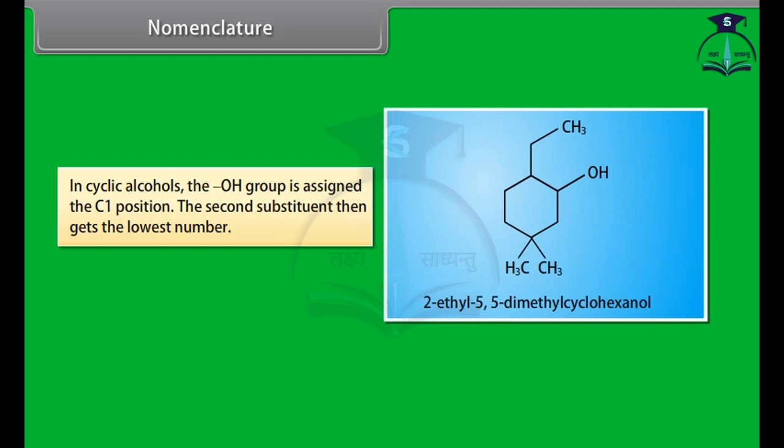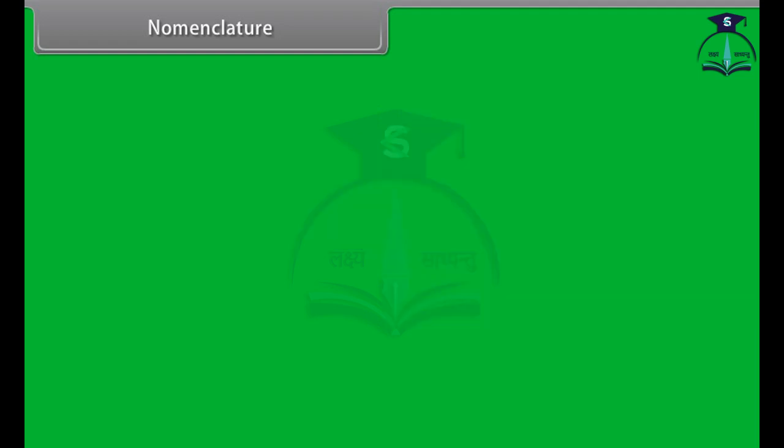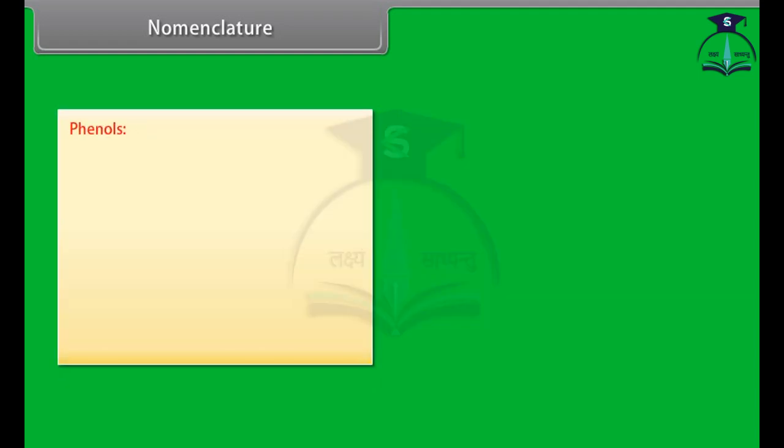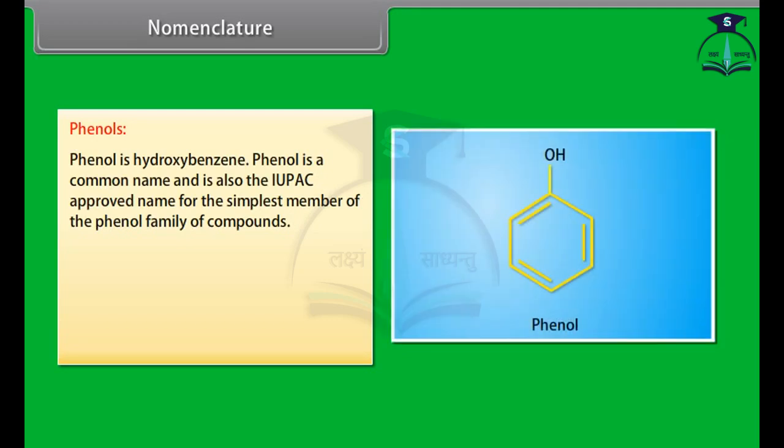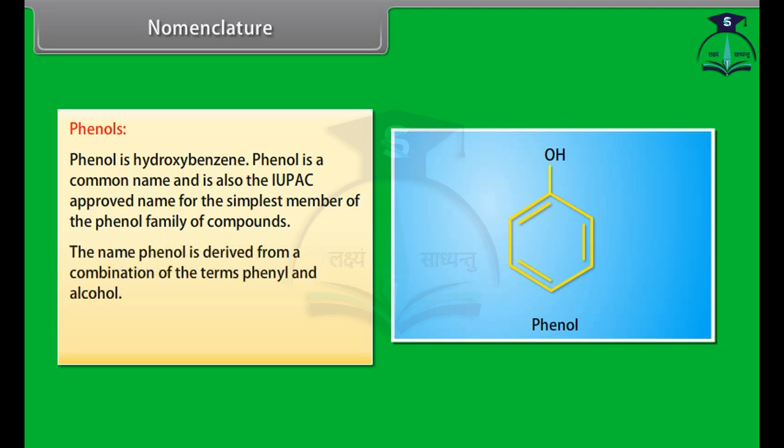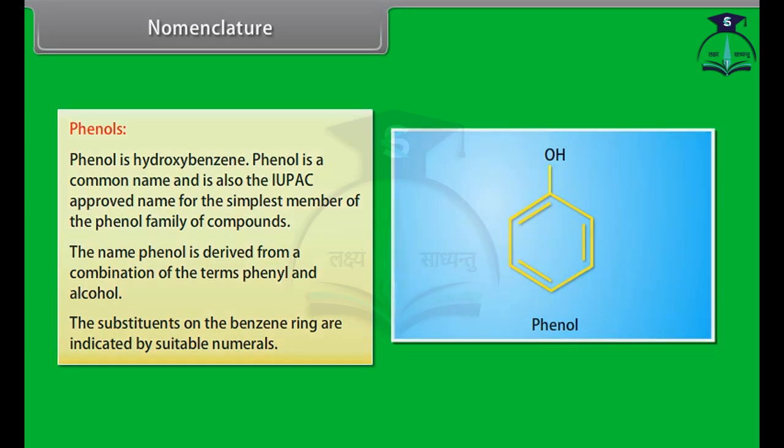Nomenclature. Phenols. Phenol is hydroxybenzene. Phenol is a common name and is also the IUPAC approved name for the simplest member of the phenol family of compounds. The name phenol is derived from a combination of the terms phenyl and alcohol. The substituents on the benzene ring are indicated by suitable numerals.